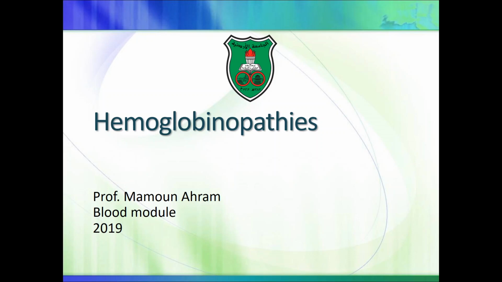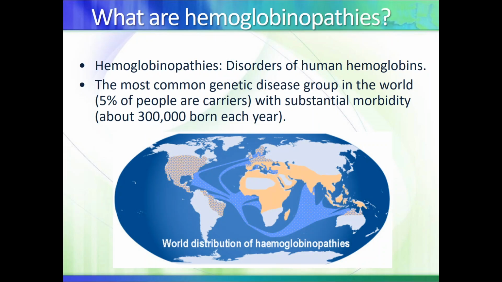This is our third lecture of biochemistry in the blood module. In this lecture we will be covering an array of disorders collectively known as hemoglobinopathies. So what are hemoglobinopathies? Basically they are disorders of human globins. Hemoglobinopathies are the most common genetic disease group in the world. 5% of people are carriers, so that's really a huge percentage.